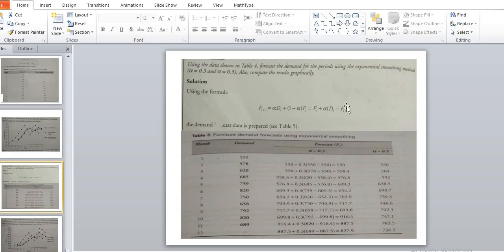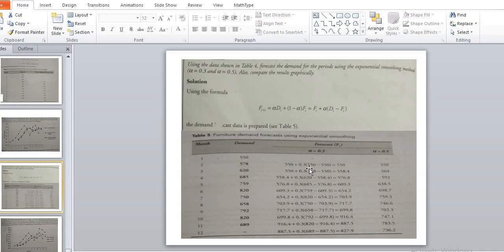Here F(t) is the forecasting value for a particular month, F(t+1) is the forecasting value for the next month, and D(t) is the demand for the previous month. So we find the forecast value for each month by considering the factor alpha 0.3. First we put the alpha value as 0.3, and then again we put alpha as 0.5, and we find the forecasting values for different months.